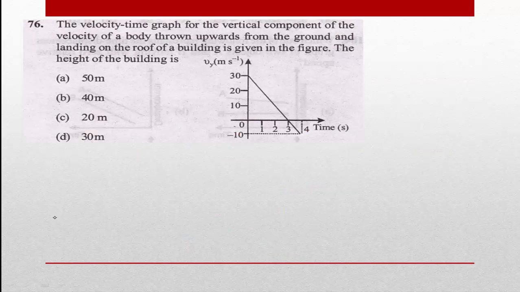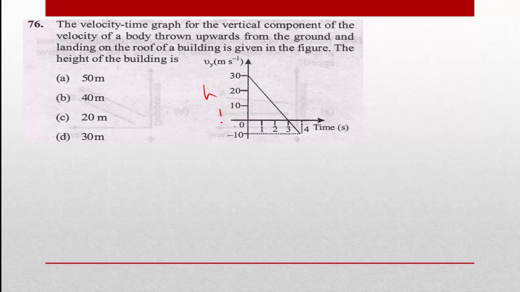And the next question is the velocity time graph. The velocity and time graph for the vertical component of the velocity of a body thrown upwards from the ground and landing on the roof of a building is given in this figure. This is the velocity and time graph. It gives how the velocity varies with respect to time for the body thrown upwards from the ground and landing on the roof of this building. The height of the building is?